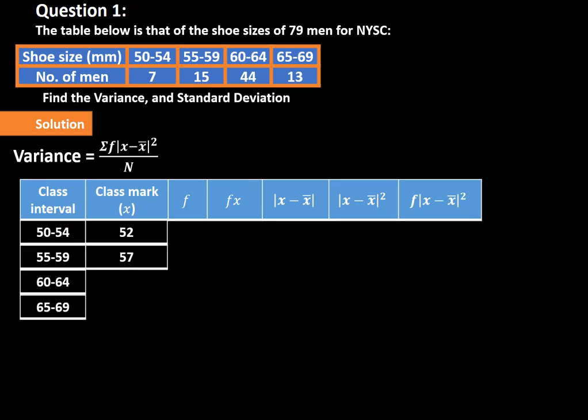The next one is 55 to 59. If you add the two of them together and divide by 2, you get 57. And then 60 plus 64 divided by 2, you get 62. And then 65 plus 69 divided by 2, you get 67.